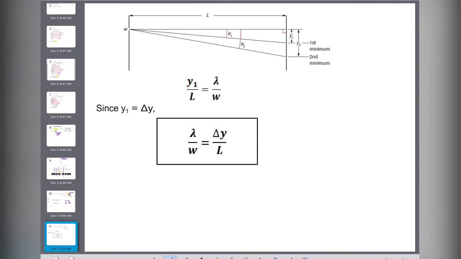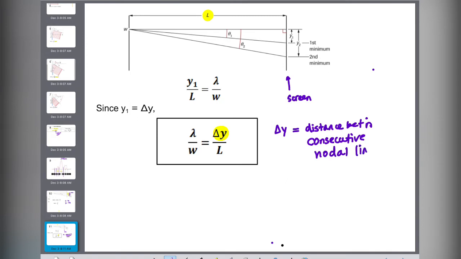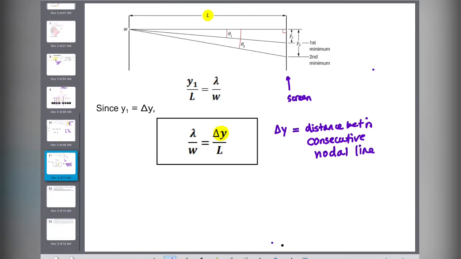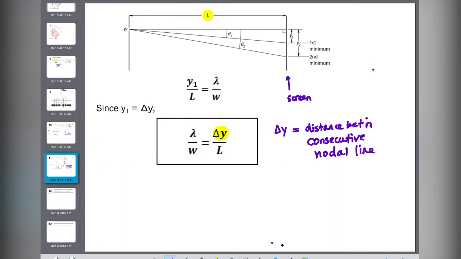All right, so then the relationship when I shine it on the screen, that is L amount of distance. So this is the screen. So this is where the screen is. And then if I measure what delta y is, delta y had the same meaning as before. Delta y is the distance between consecutive nodal lines. So dark line and dark line. Just be careful with the exception of the middle, right? But we'll do an example that covers the middle one.